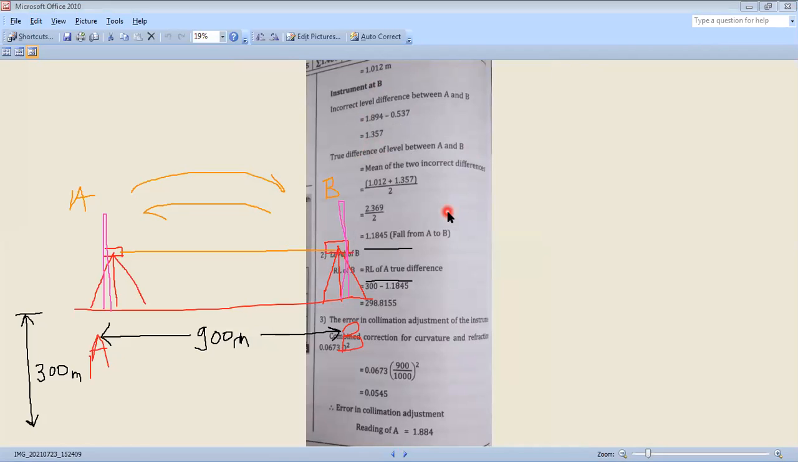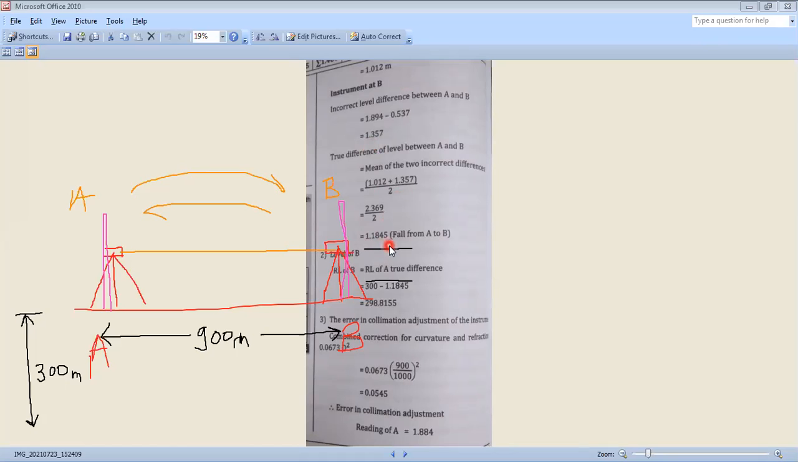Addition of these two values divided by 2. So 1.012 plus 1.357. These two values you can get here: 1.012 is the difference at station A, 1.357 is the difference at station B. Now again you are going to take the average of these two values, which comes out to be 1.1845.